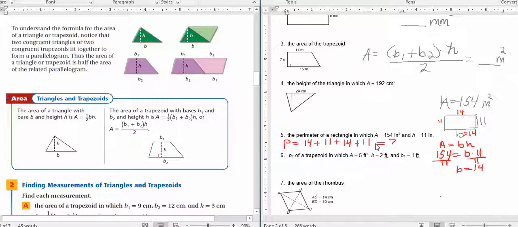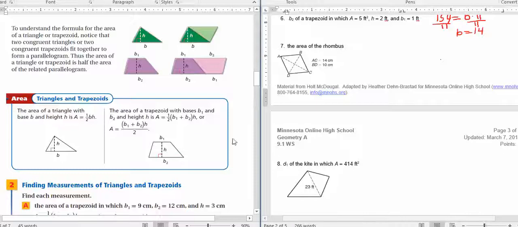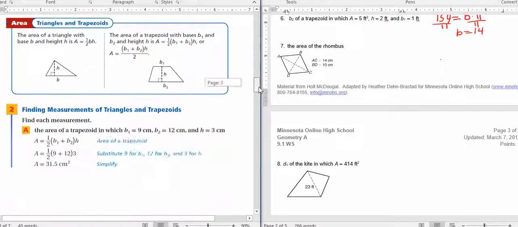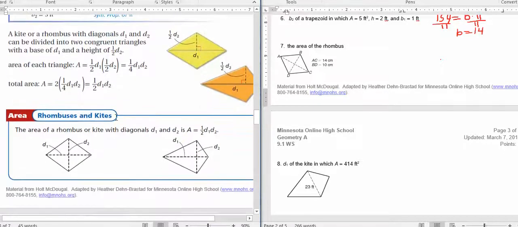So that's how you'll find the solution for that problem. And rhombus is kind of a fun one. If we look at our notes page, you can see the section on rhombuses is right here. So a kite or a rhombus is found with a very similar formula, the same formula, but it's a little bit different for the pictures. It's found by taking 1/2 of the diagonal times the diagonal.